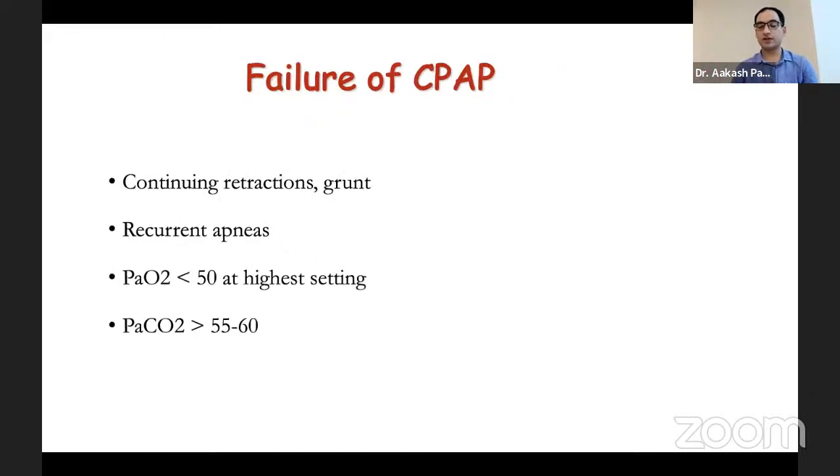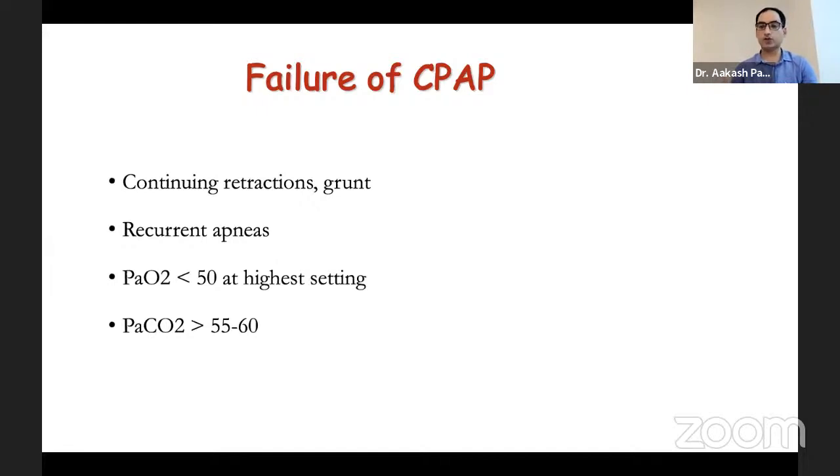Now, when should we consider failure of CPAP? That is, if despite giving the maximal settings, that is a pressure of 8, FiO2 of 50 to 70%, the baby continues to have increased work of breathing in the form of retractions, grunt, there are recurrent apneas, there is persistent hypoxemia, or there is persistent hypercarbia, then these are some of the markers of respiratory failure and babies will require mechanical ventilation.